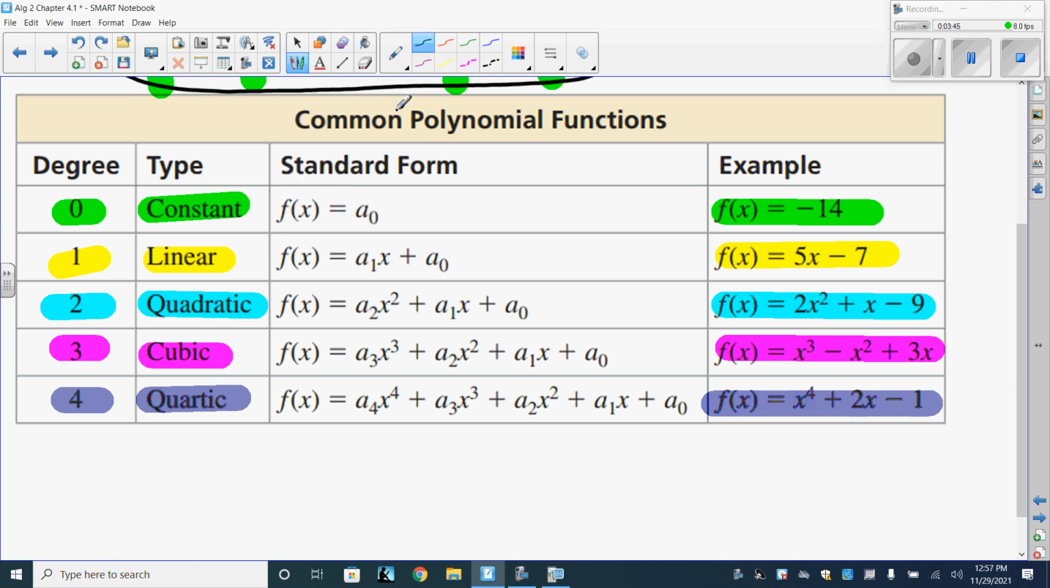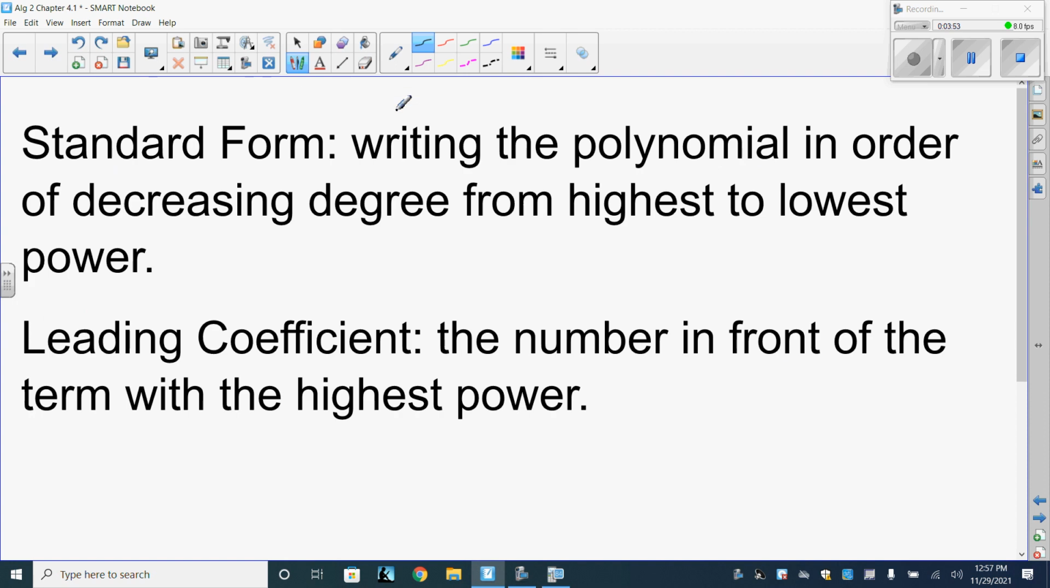All right. So any questions on this here so far? So this is really talking about degree and type. Now, standard form. When we write a polynomial in standard form, we write it in decreasing power. So the exponents are going to start with the biggest on the left and decrease going to the right by 1 or going down. And we'll have the smallest power, or the number without a variable, the constant term, last. And the leading coefficient is going to be the number in front of the term with the highest power. The number in front of the variable with the biggest power will be the leading coefficient.